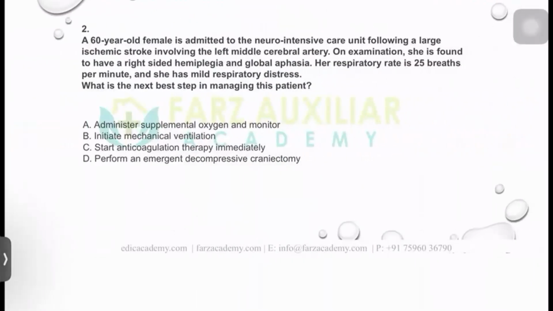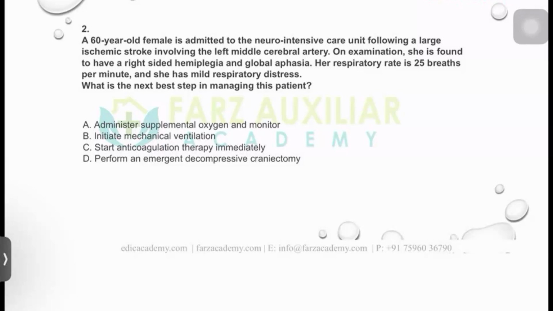Okay. Next question. A 60-year-old female is admitted to the neurointensive care unit following a large ischemic stroke, left MCA infarct. On examination, she has right-sided hemiplegia and global aphasia. Her respiratory rate is 25 per minute. She has mild respiratory distress. So what are you going to do?